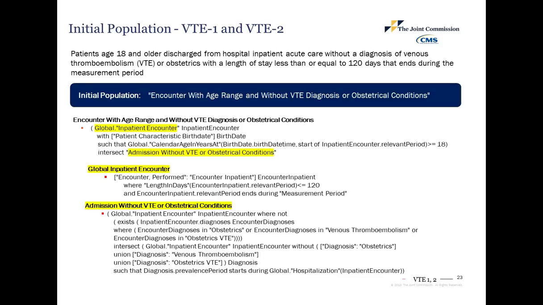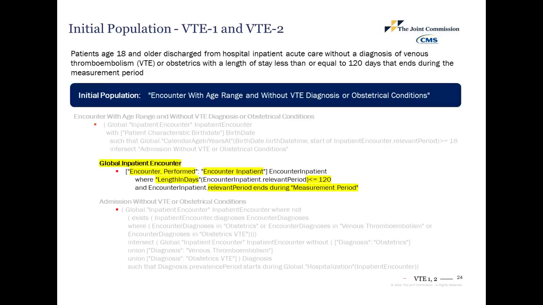The definition for the initial population is encounter with age range and without VTE diagnosis or obstetrical conditions. To build this initial population, we use two blocks of definitions, global inpatient encounter and admission without VTE or obstetrical conditions. Let's start with global inpatient encounter.